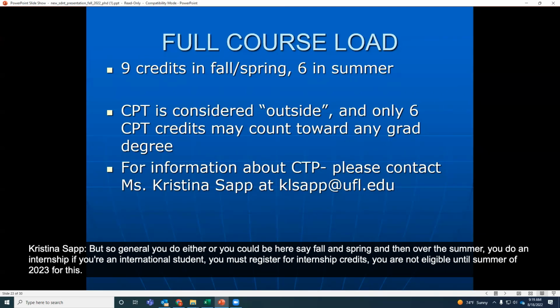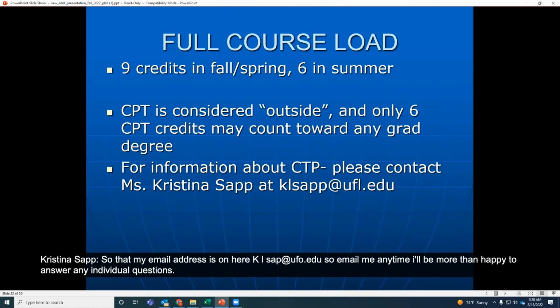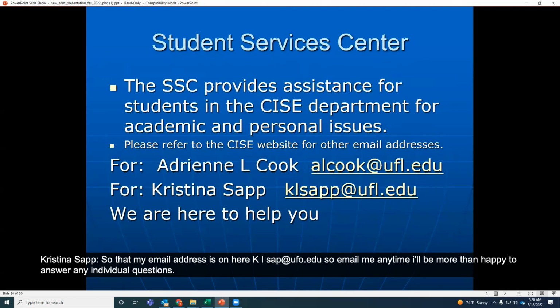If you're an international student, you must register for internship credits. You are not eligible until summer of 2023 for this. You're certainly welcome to email me for more information on this. Our domestic students are not required to take internship credits. So this is completely up to you whether you do this or not. My email address is on here, klsap@ufl.edu. So email me anytime. I'll be more than happy to answer any individual questions.